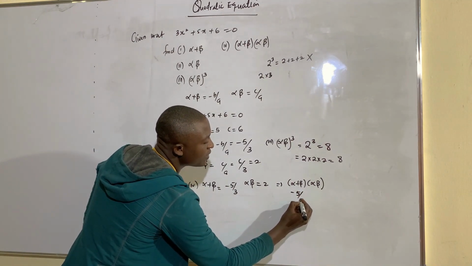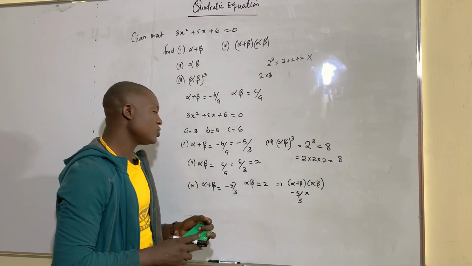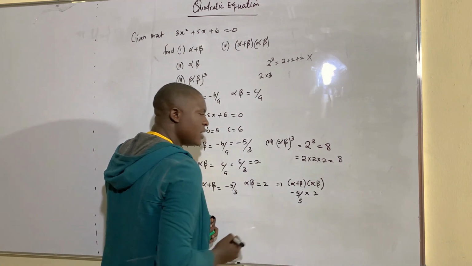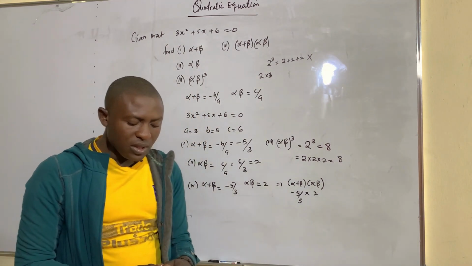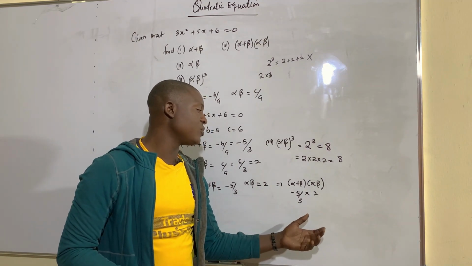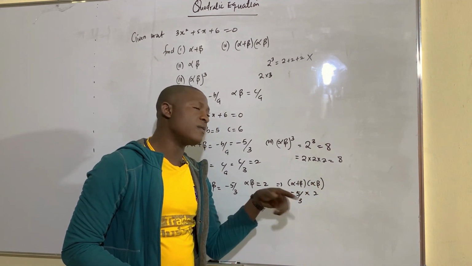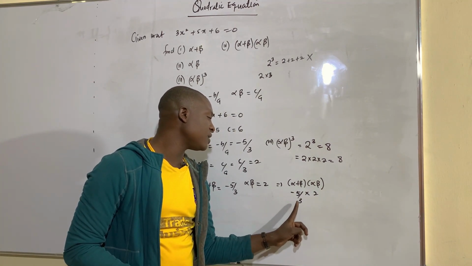Minus 5 over 3 multiplied by alpha beta is 2. So I can have this one to be 2. Let's assume that maybe what I have for alpha beta is also a fraction. So we do it the same way. I will just have minus 5 over 3. Let's say this one is 2 over 5, for example. It's going to be minus 5 over 3 times 2 over 5.